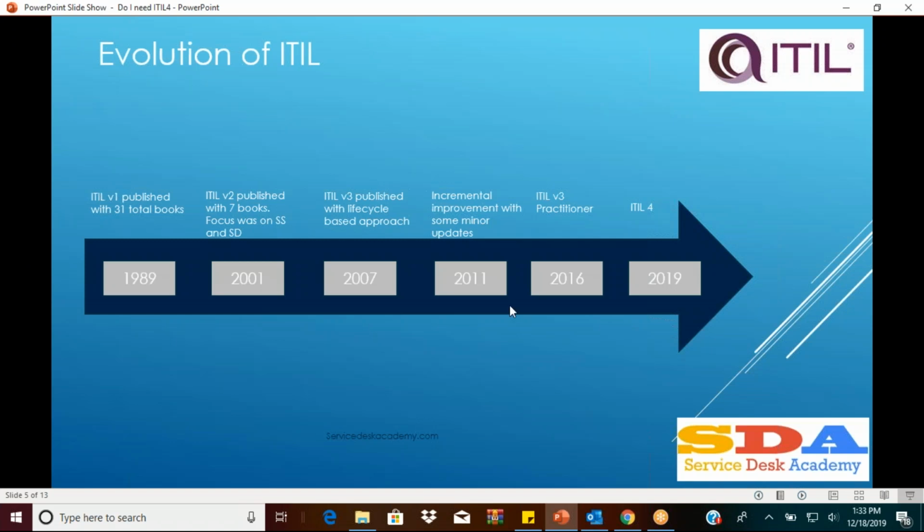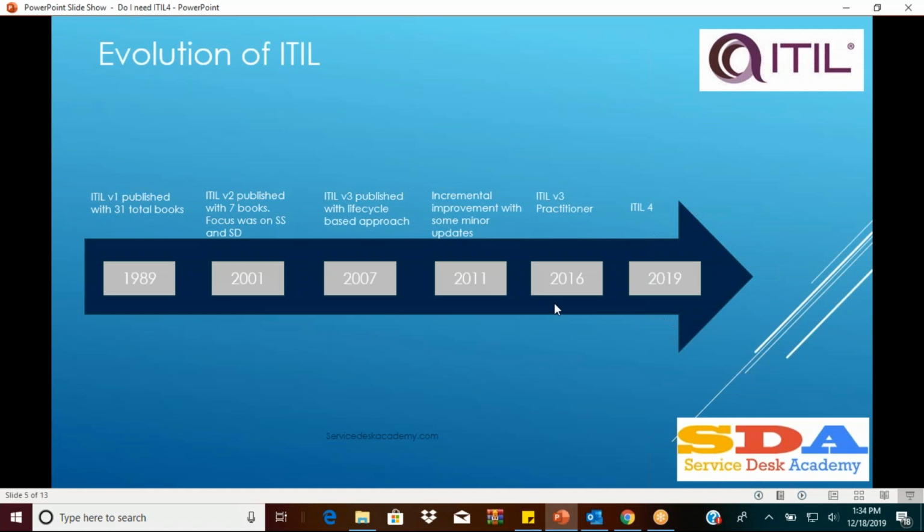And in 2011, there were some minor updates to ITIL with respect to the definitions, and also there were a few new processes that have been added, and that was the updates in 2011. And in 2016, a few more updates were done, right?